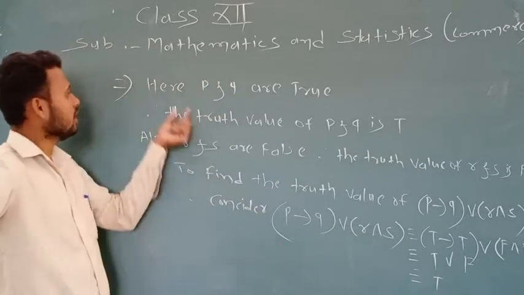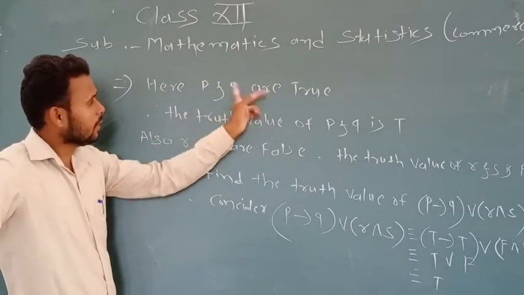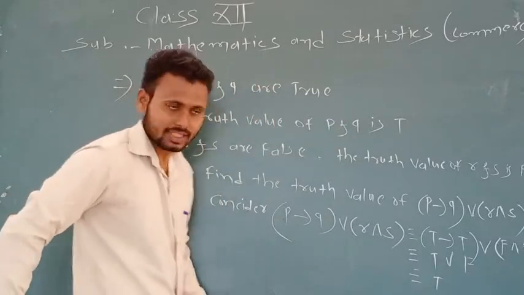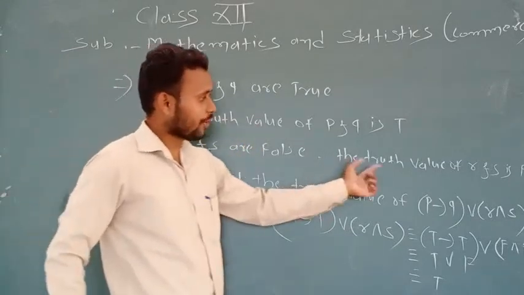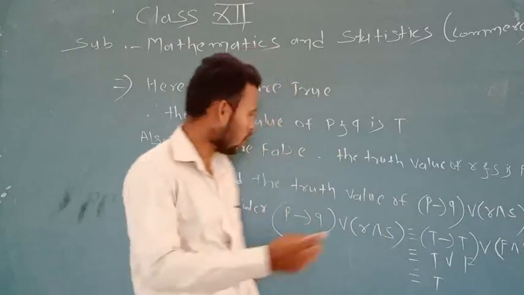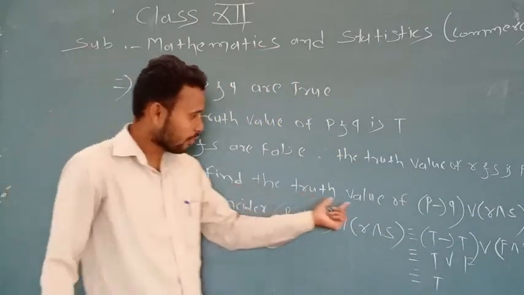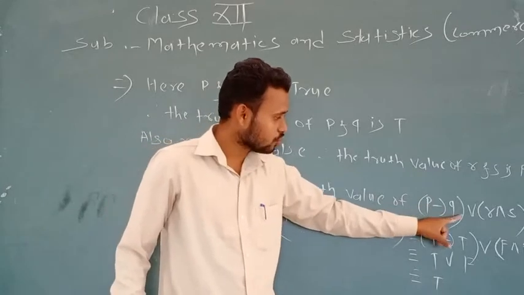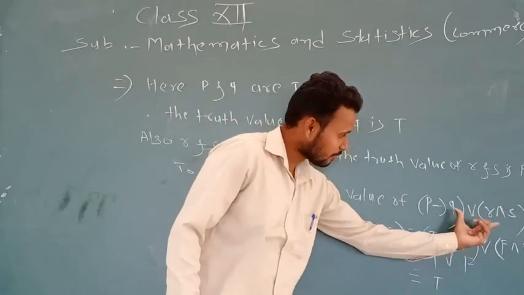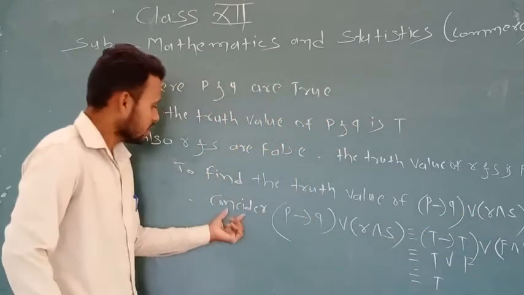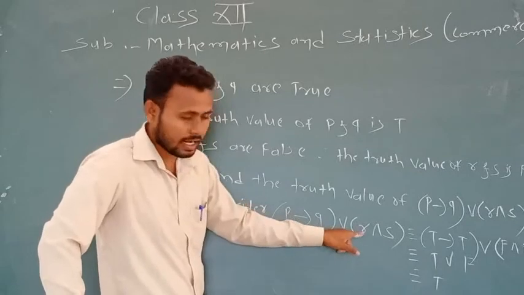Therefore, in solution here, P and Q are true. Therefore, the truth value of P and Q is T. Also, R and S are false statements. Therefore, the truth value of R and S is F. Now, to find the truth value of that statement P implies Q joined with R meet S, we had to find its truth value. Therefore, we consider this statement: P implies Q joined with R meet S.